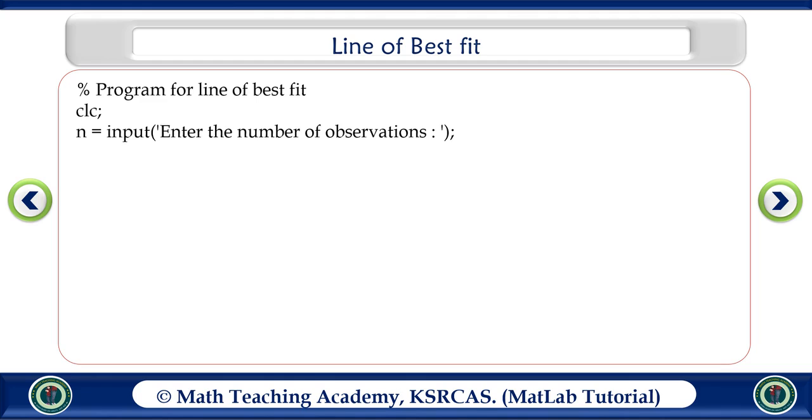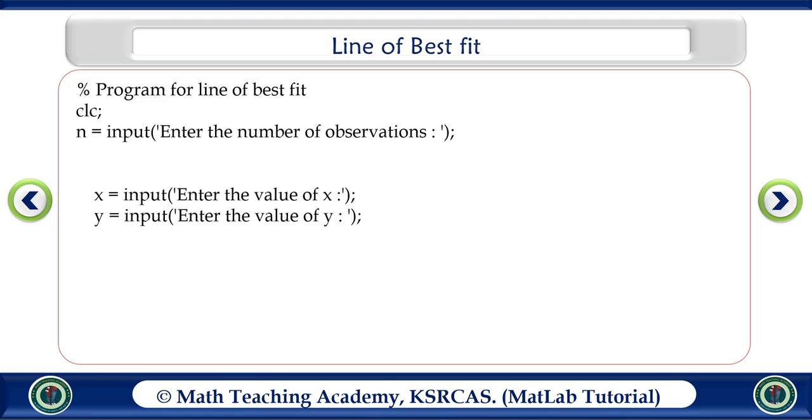So this command displays the text enter the number of observations in the command window and waits for the user to enter the value. Then after the user has entered the value, that value will be stored in the variable name n. Now enter each point xi, yi one by one. So this is achieved by the command x equal to input, enter the value of x, semicolon, and y is equal to input, enter the value of y, semicolon.